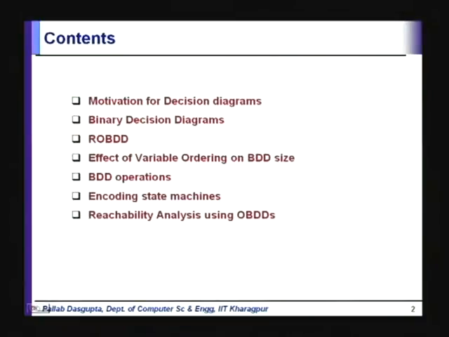We are going to first take a quick look at the motivation for decision diagrams, then we will look at BDDs, then ROBDDs, the reduced ordered BDDs, which are the BDDs that we normally use. By BDDs people refer to ROBDDs only. Then we are going to study the effect of variable ordering on the performance of BDD based analysis. Then we are going to look at BDD operations. Then we will see how state machines can be encoded in BDDs, and finally we will see how we can use BDDs to perform reachability analysis in state machines.